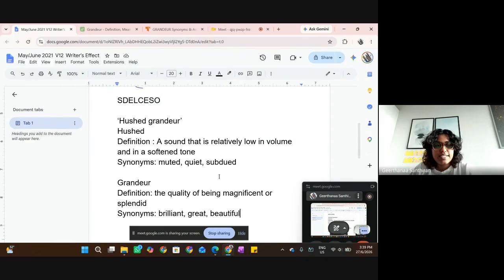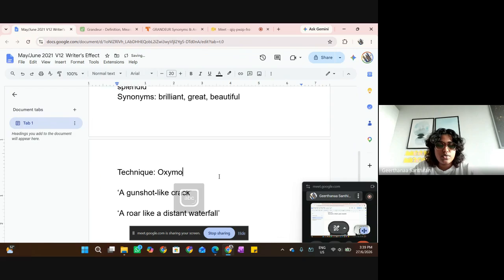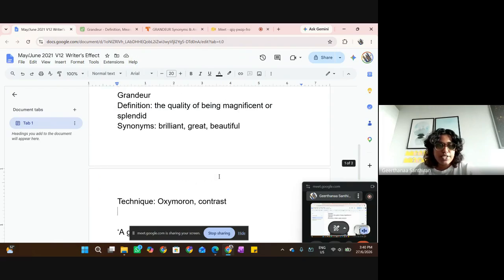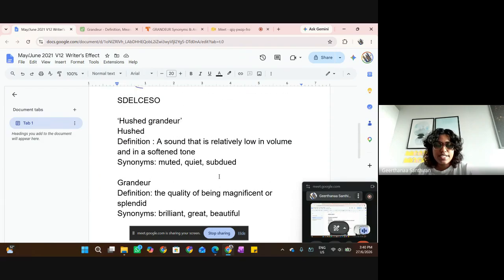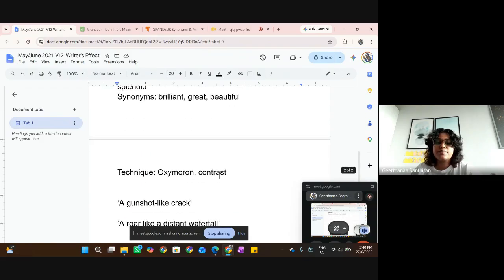What else? Technique. I could call it an oxymoron or contrast. Oxymoron, contrast, connotation, as del queso. Explanation. I think the definition and synonyms do a good job, but I should explain it as a whole, right? As an oxymoron itself. So okay, fine. Let me do that. Explanation. So hush grandeur together. What does that mean?